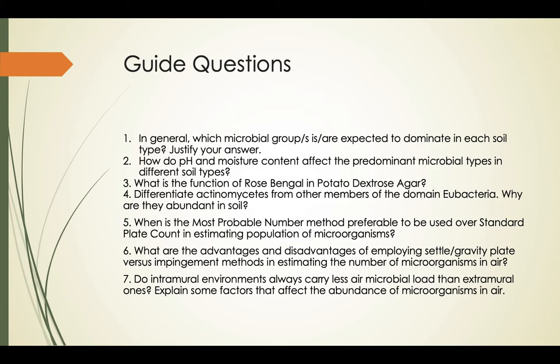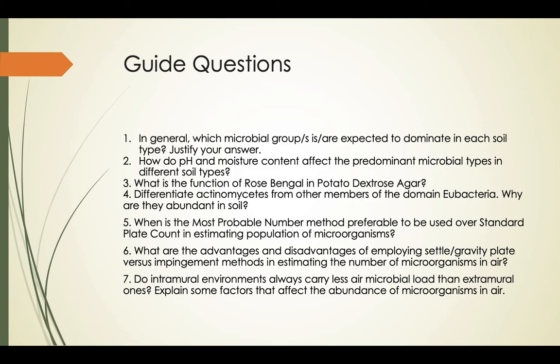So in general, which microbial groups are expected to dominate in each soil type? You just have to justify your answer. Basically, actinomycetes are the major dominating bacterial group in soils. And for different types of soil, it's kind of hard to answer that because we're only given a limited description of what the soil is. Unlike if we really did this in the laboratory, then we can appreciate more in terms of empirical data.